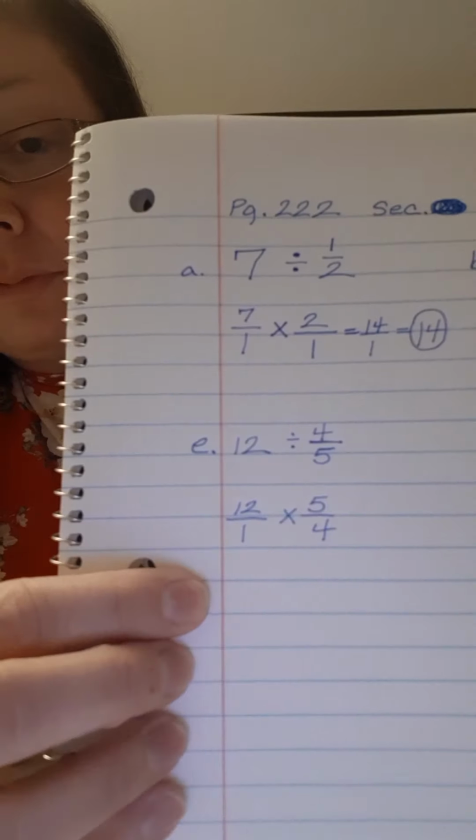And again, I'm going to put 12 over 1, the whole number. When you're dealing with fractions, whether you're multiplying or dividing, if you're multiplying or dividing by a whole number, you put a 1 under the whole number. Change my division symbol to multiplication. Flip that second fraction. So it'll be 5/4 now. Here's what I have.